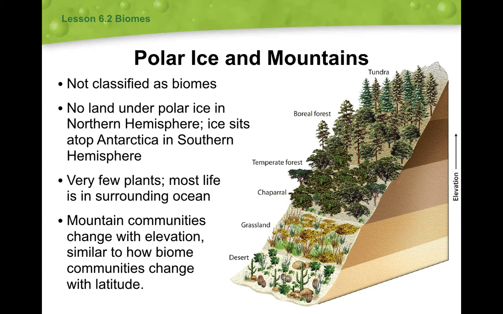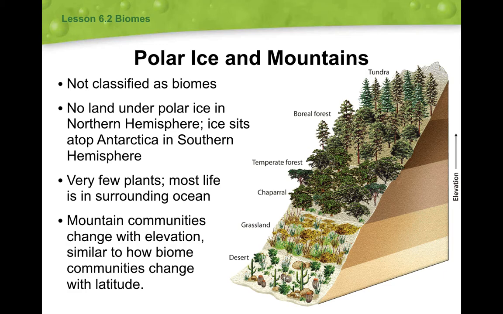So we also have polar ice and mountains. We'll look at mountains because although these are not classified as individual biomes, the mountain, because of its altitude, sets up a very similar situation to what we have on the planet with latitude.